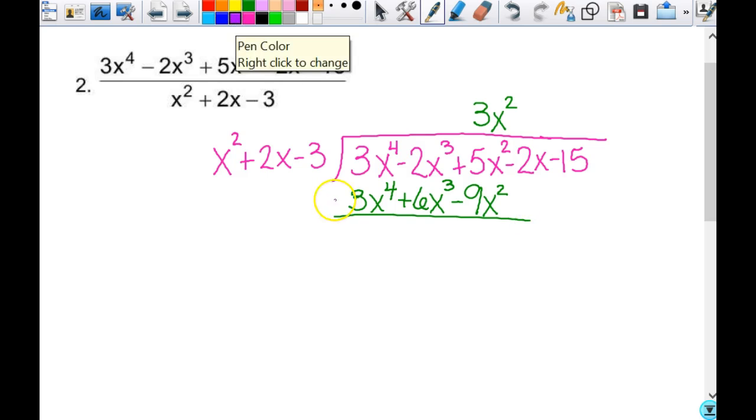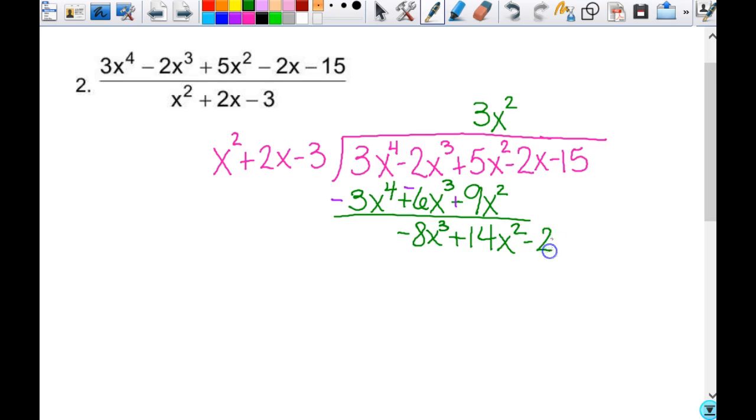So I change all my signs: minus, minus, plus. This is going to give me negative 8x cubed plus 14x squared. Everybody good with all that? Okay. I'm trying to get over the fact that y'all aren't very vocal, so you better stop me if you have a question. Otherwise, I'm going to assume that we've all got it. Bring down the rest, minus 2x minus 15.